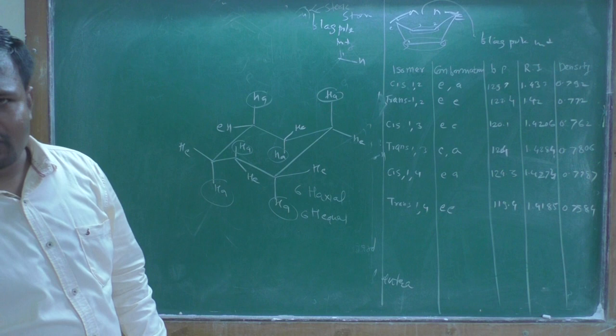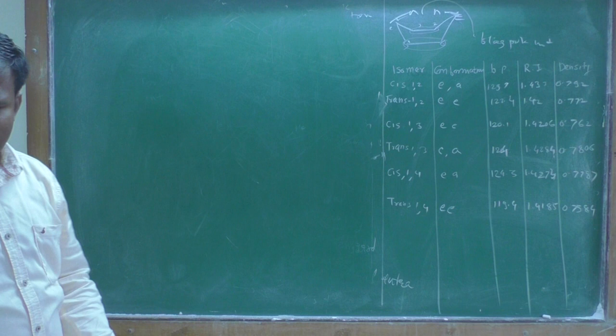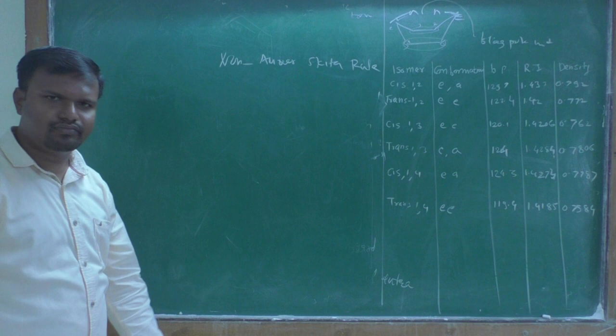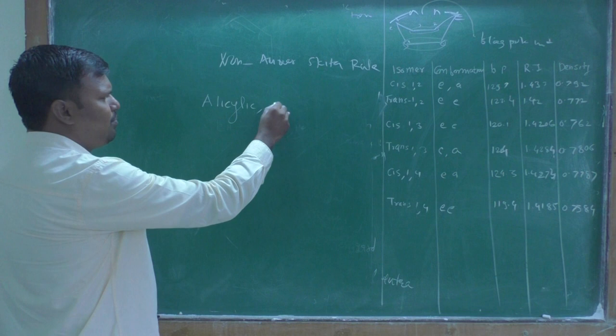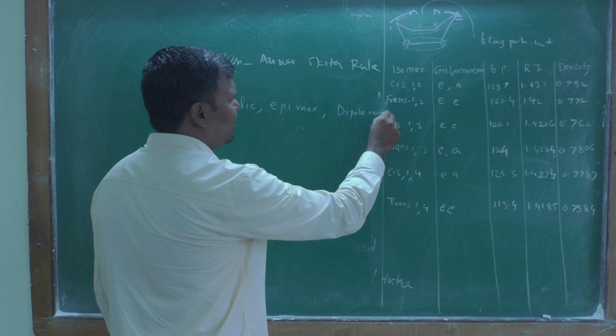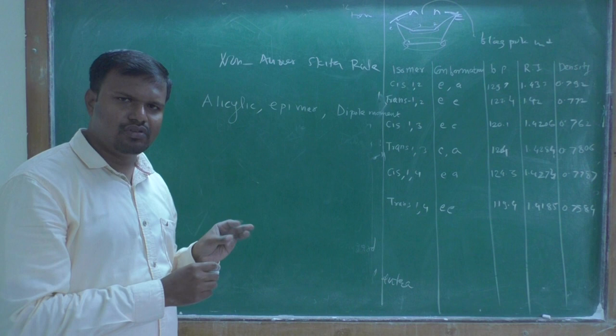Okay, now we'll start with the Auwers-Skita rule. According to this rule, any alicyclic epimer which is having the same dipole moment... these three quantities, firstly we will discuss, then we will discuss what the Auwers-Skita rule is.